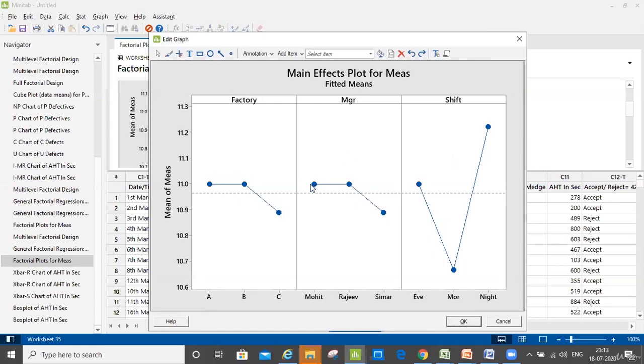Similarly, if I look at the managers, Mohit and Rajiv, Mohit's mean is 11 and Rajiv's is 11. So we will not conclude there. But in terms of shift, the night shift is where we see the maximum productivity. The mean is 11.22. Okay. So for coming up with the right design, we have to conclude between A and B and Mohit and Rajiv to come up with a design for the night shift.